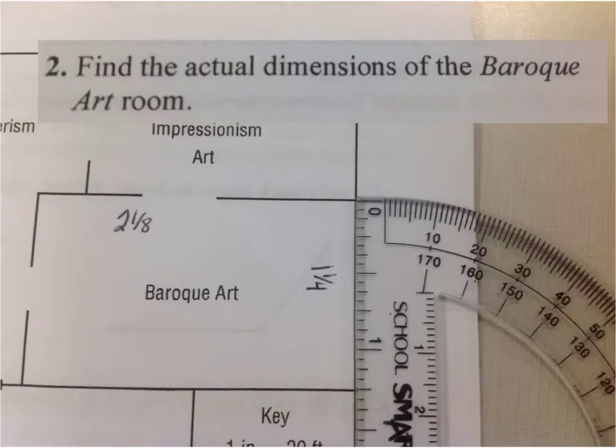Question 2 says, find the actual dimensions of the Baroque art room. And I have measured for us 2 1/8 and 1 1/4. Now if we want to turn that into a decimal, we have to take the top number and divide it by the bottom number. 1 divided by 8 in this case. So if we want to use the decimal for our calculators, that would be 2.125.